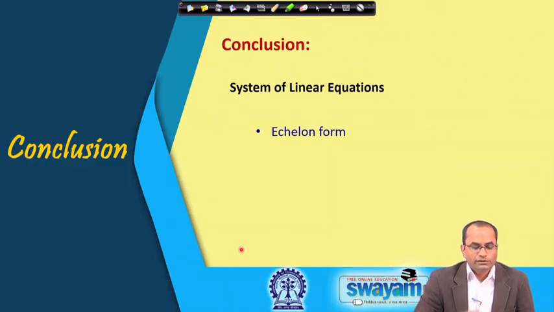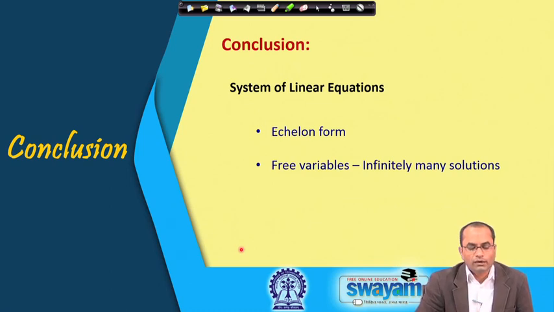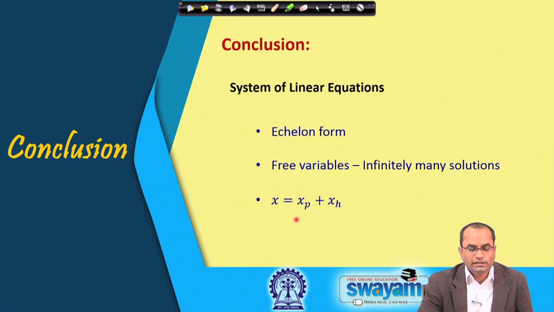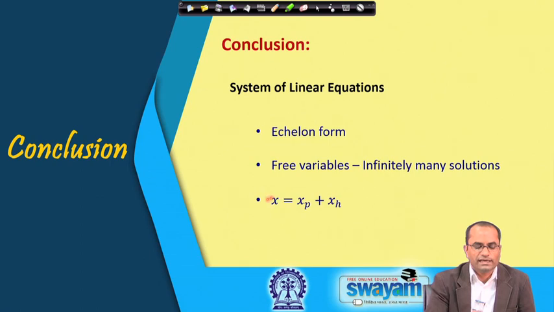And the conclusion here: for the system of equations, the echelon form was very important, and we have introduced the concept of the free variable, which leads to infinitely many solutions. The solution of a non-homogeneous system of equations has this special structure: we get this xp which satisfies the given Ax is equal to b, and we have a part xh which satisfies Ax is equal to 0, and as a whole, this x also satisfies Ax is equal to b.